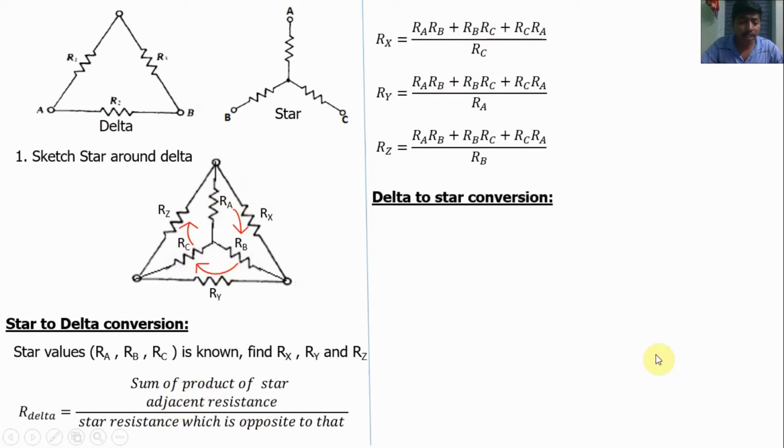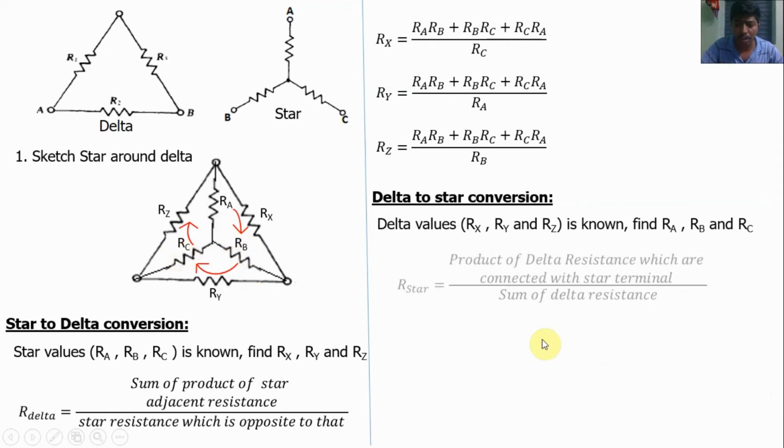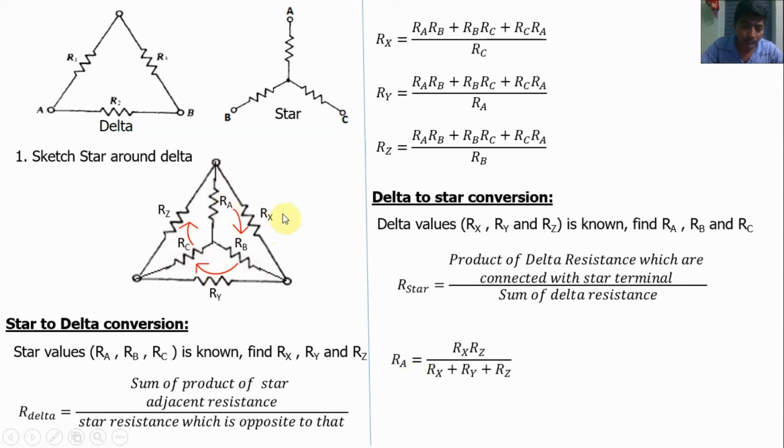For delta to star conversion, the Rx, Ry, Rz values are known, but we have to find the values Ra, Rb, and Rc. The general formula for the conversion is the product of the delta resistances which are connected to the star terminal divided by the sum of the delta resistances. For example, at the Ra star terminal, Rx and Rz are connected. At the Rb terminal, Ry and Rx are connected. At the Rc star terminal, Rz and Ry are connected.